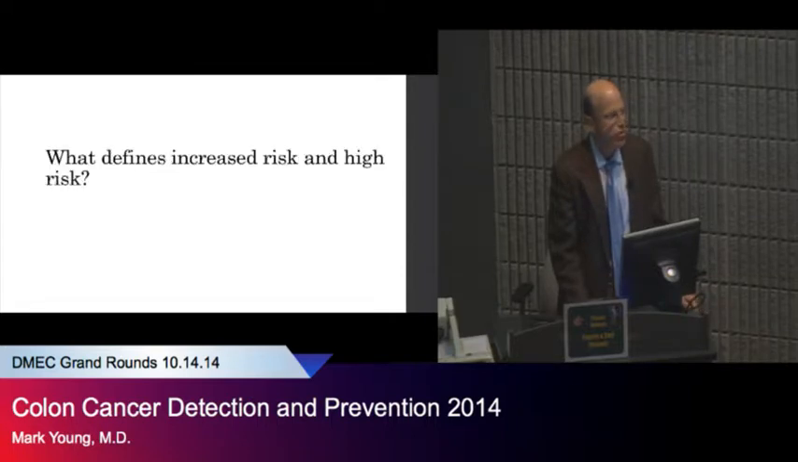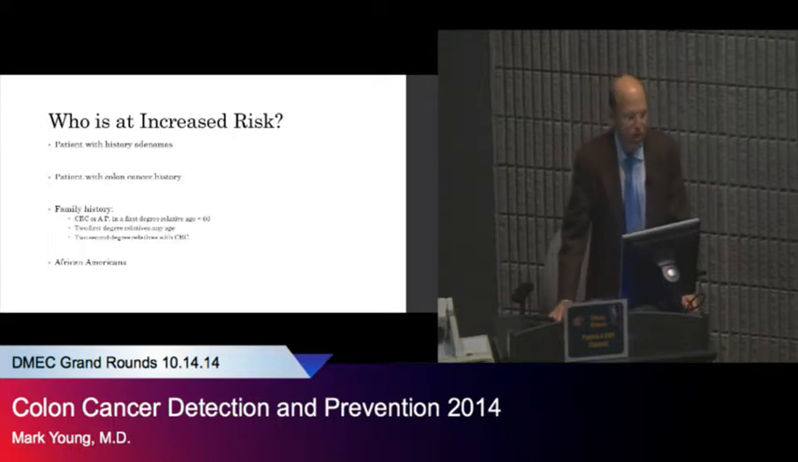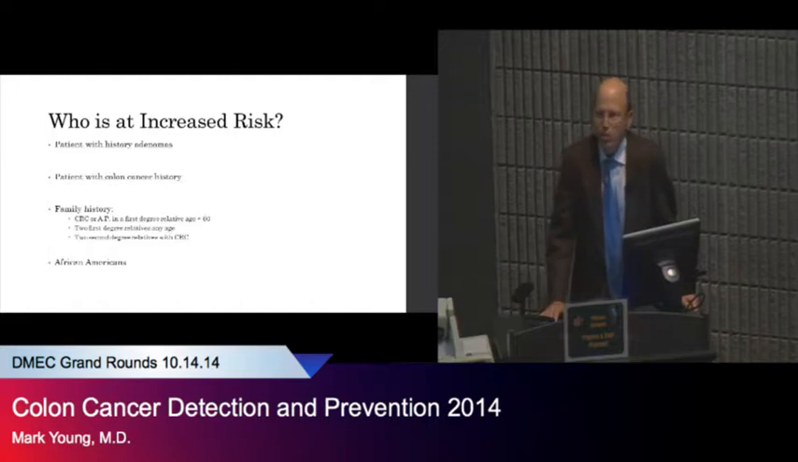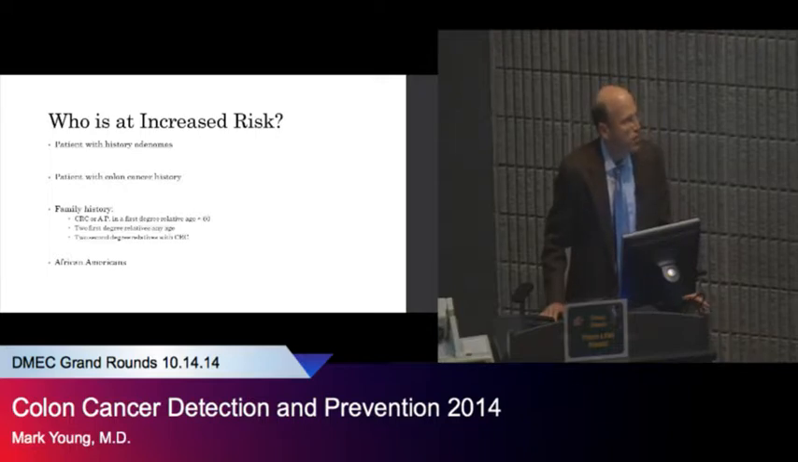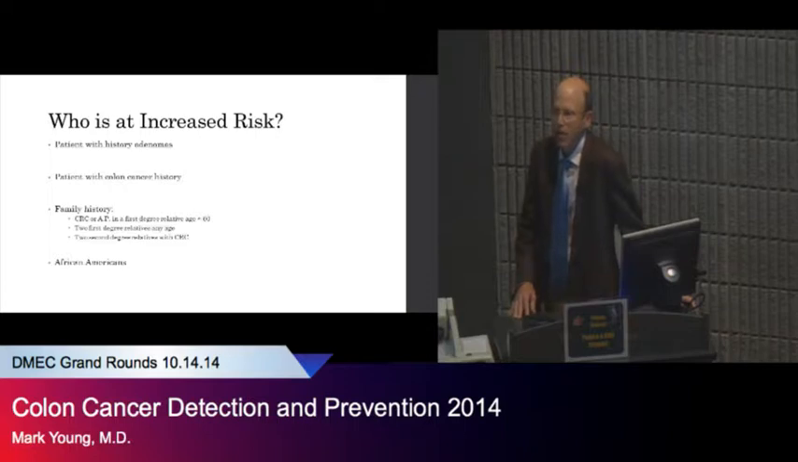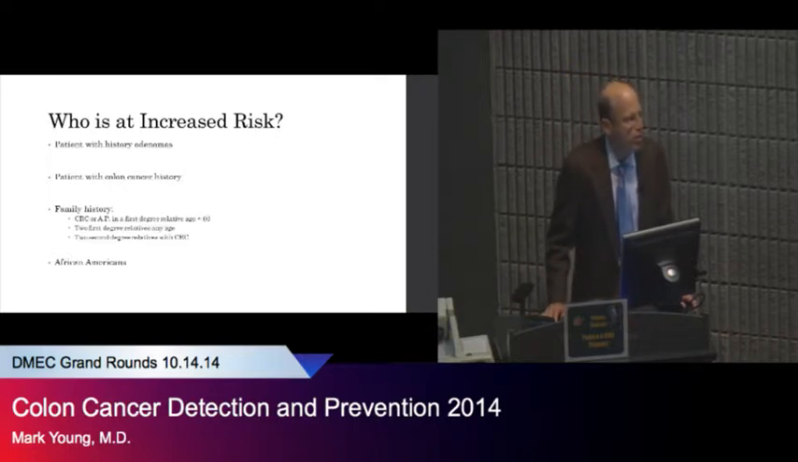So what defines increased risk and high risk in a patient that presents to your office today? Well, patients who are at increased risk have a history of adenomatous polyps. These adenomatous polyps may be tubular adenomas, villous adenomas, or sessile serrated adenomas. Obviously, a patient that has a previous history of colon cancer has what it takes to develop colon polyps and colon cancer again, so they are at increased risk. A family history is also an increased risk. A family history of colorectal cancer or an adenomatous polyp in a first-degree relative less than age 60, or two first-degree relatives at any age, or two second-degree relatives with colorectal cancer. The final category, which are underscreened, are African Americans. We don't understand why African Americans have a higher increased risk of colon polyps and colon cancer, but they do.